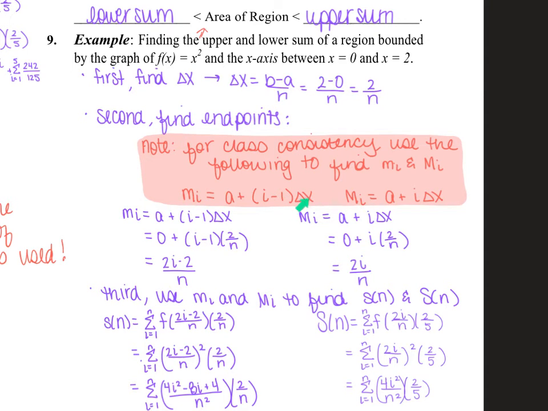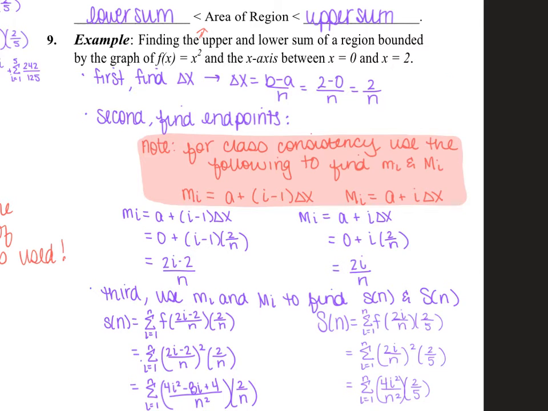Now, there are different ways, and these sometimes do get switched up, but just for us, so that we all stay the same, use these two formulas for your little m and your big M. So we're going to stay consistent. Let's find those. Our little m is a plus i minus 1 delta x. Plug it in, simplify. Big M is a plus i delta x. Plug it in, simplify. We're always going to do these two when we're working together.